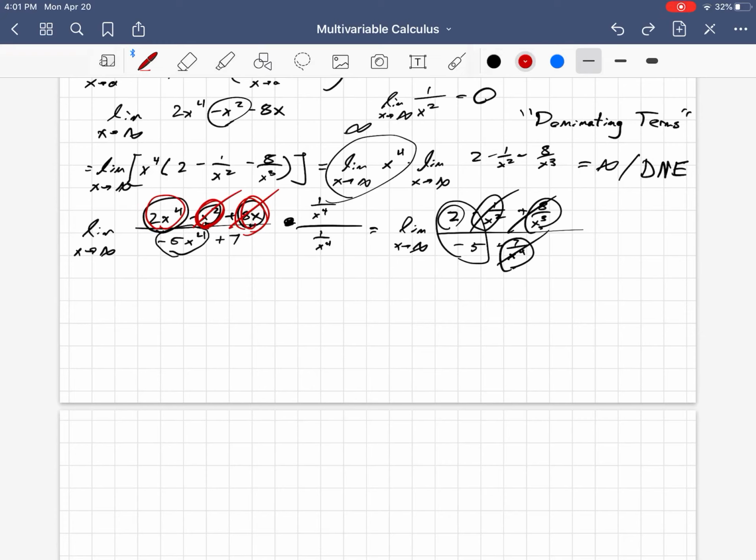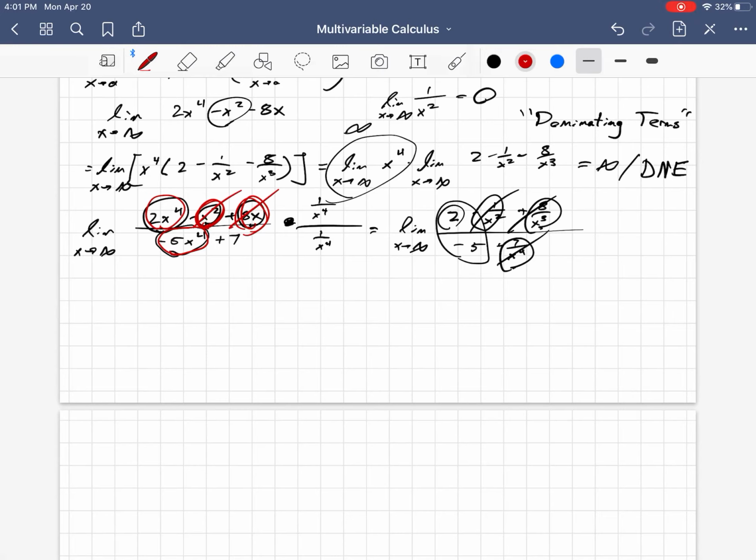And so as x gets bigger and bigger and bigger, these terms here, this x squared and the 8x, they just go to 0. They're insignificant relative to this 2x to the 4th, this dominating term here. And likewise, the 7 is a constant, right? So it's not changing at all as x gets bigger and bigger.